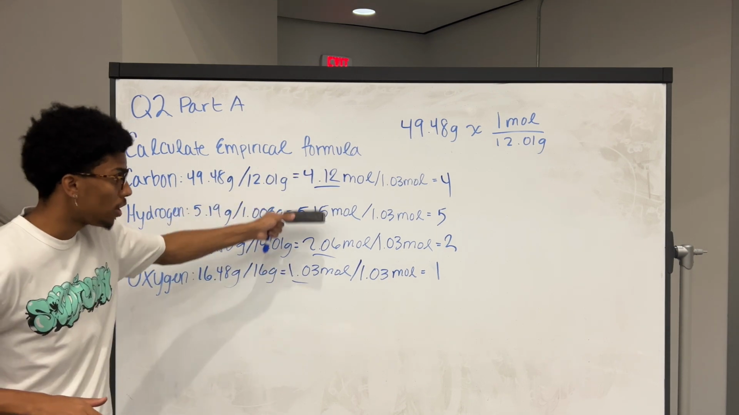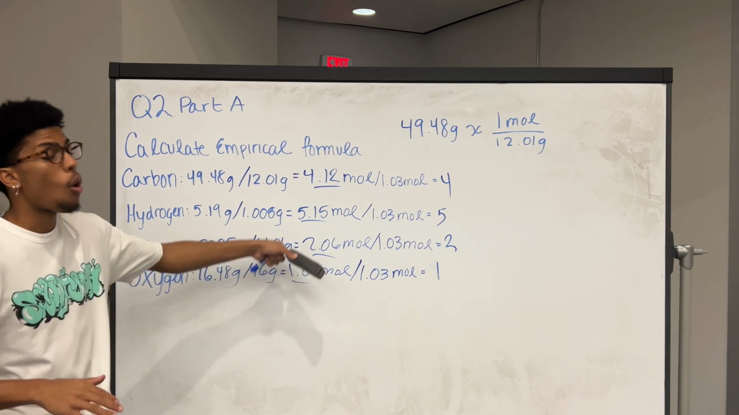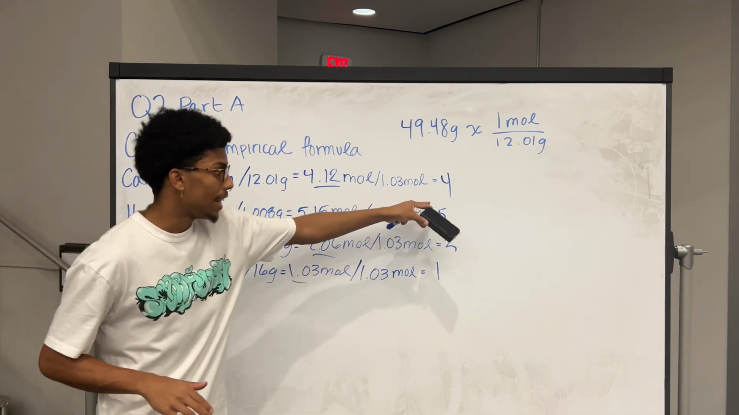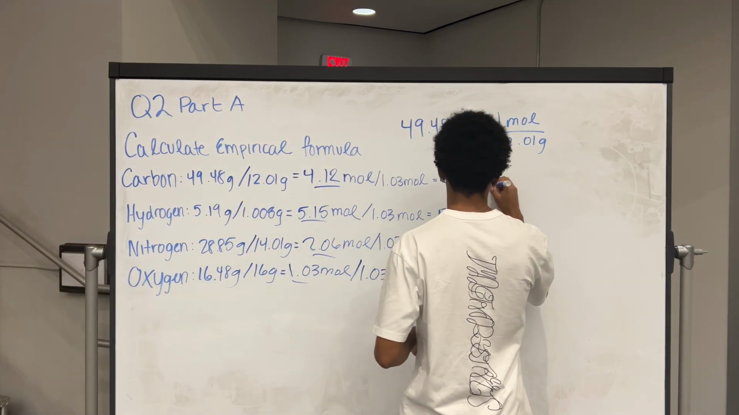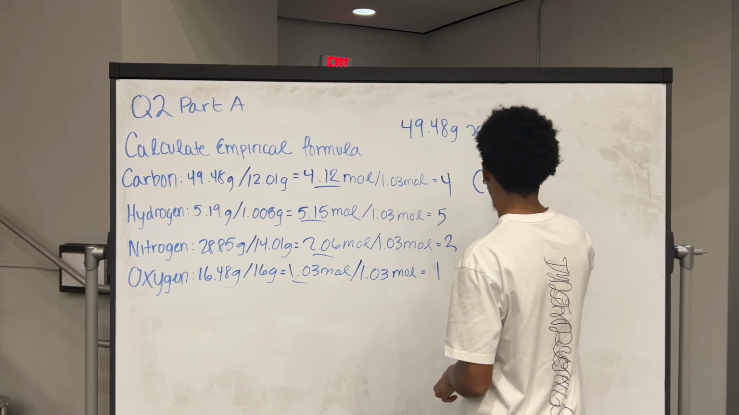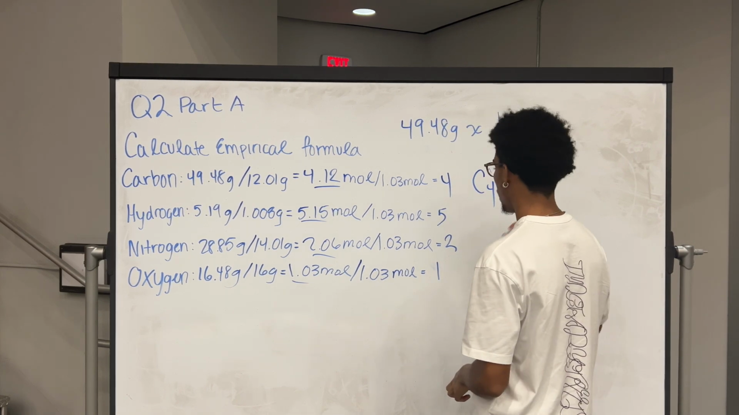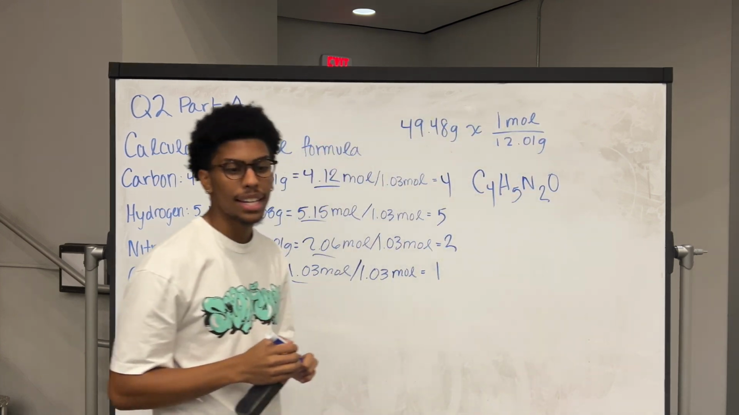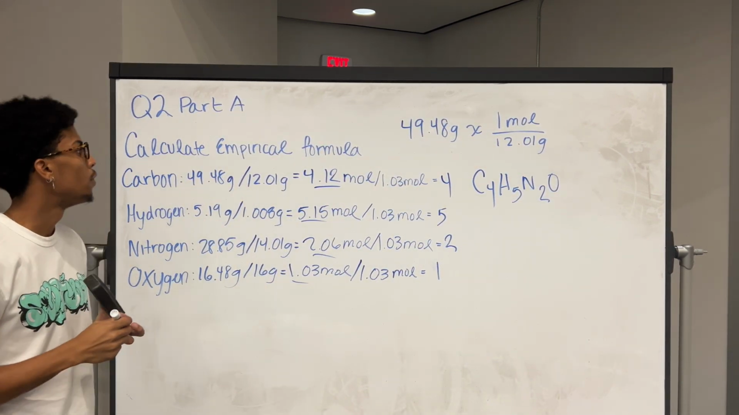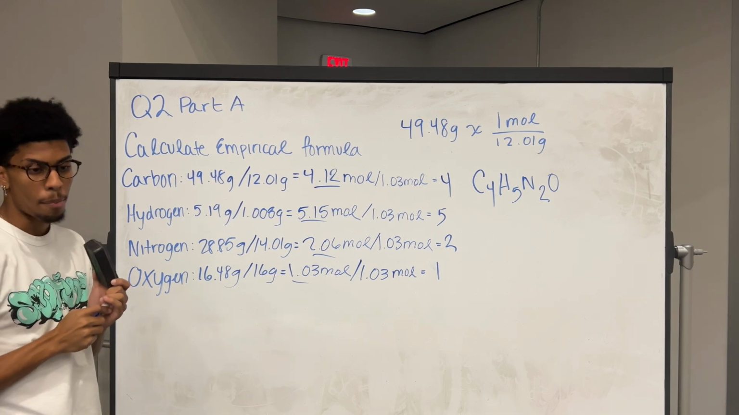You're going to take the smallest amount of moles and divide it by all of the moles. And so then you're going to get each of the subscripts. So then when you write out the chemical formula, you're going to have carbon 4, hydrogen 5, nitrogen 2, and oxygen. So that is your empirical formula for this compound.